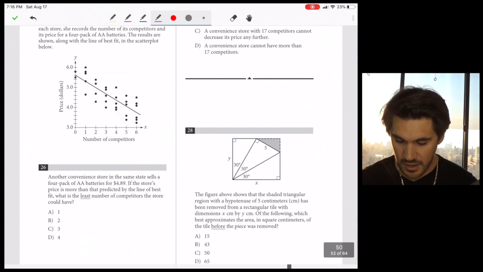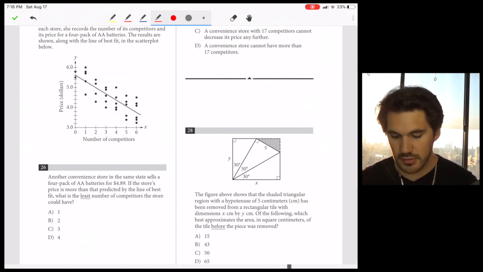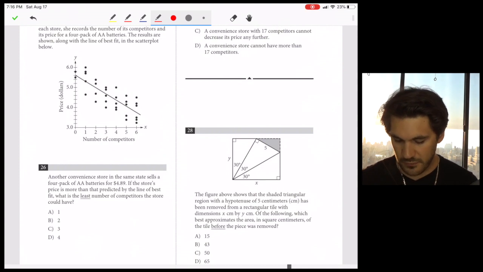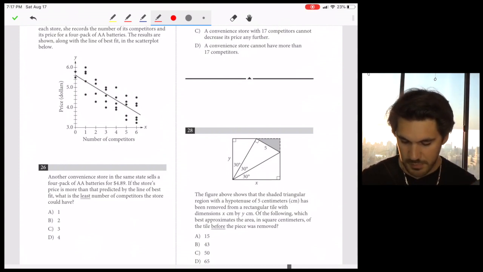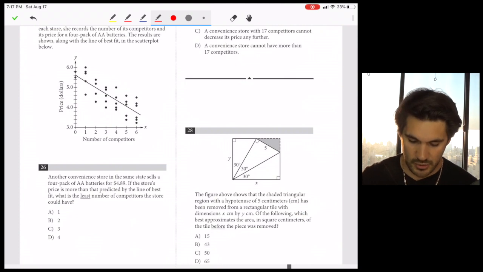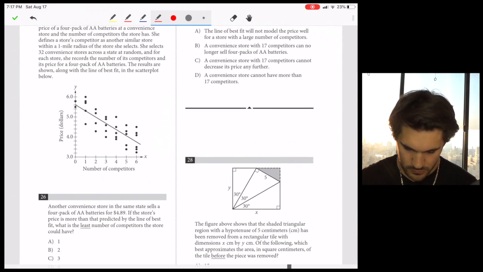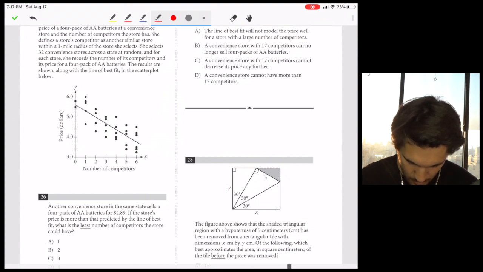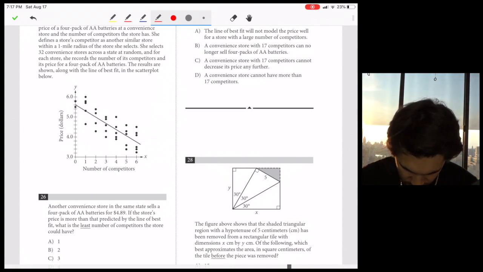Number 26, another convenience store in the same state sells a 4-pack of AA batteries for $4.89. If the store's price is more than predicted by the line of best fit, what is the least number of competitors that it could have? Okay, so at $4.89, that'll be about here-ish. Let's see. So this is 4.8. So 4.89 would be like around here somewhere. Boom. So we'll cross about there.